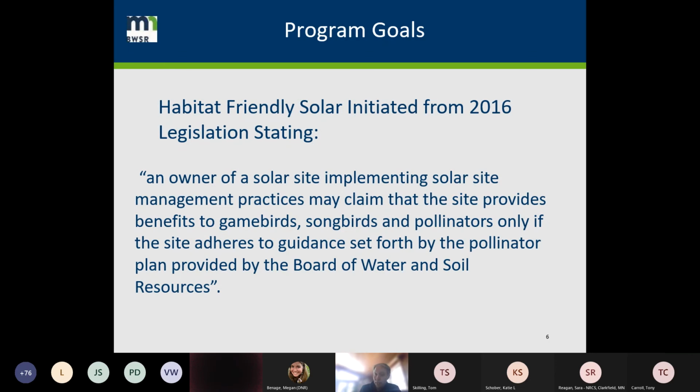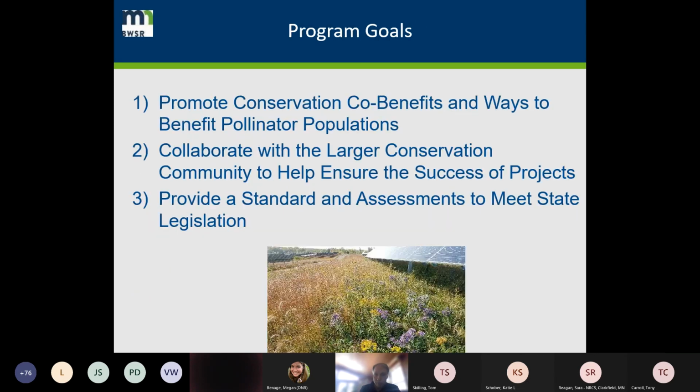And so this began the process of us developing a standard for the state. We started working with a wide range of different partners on this topic. Megan was one of our advisors working on the development of the assessment forms.